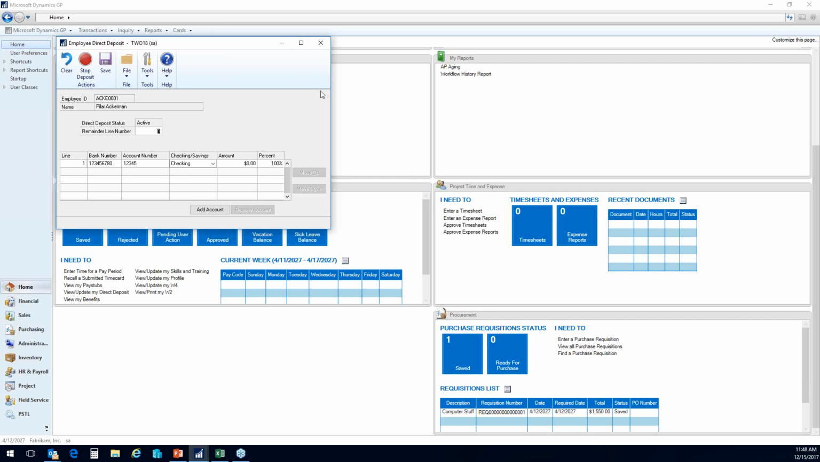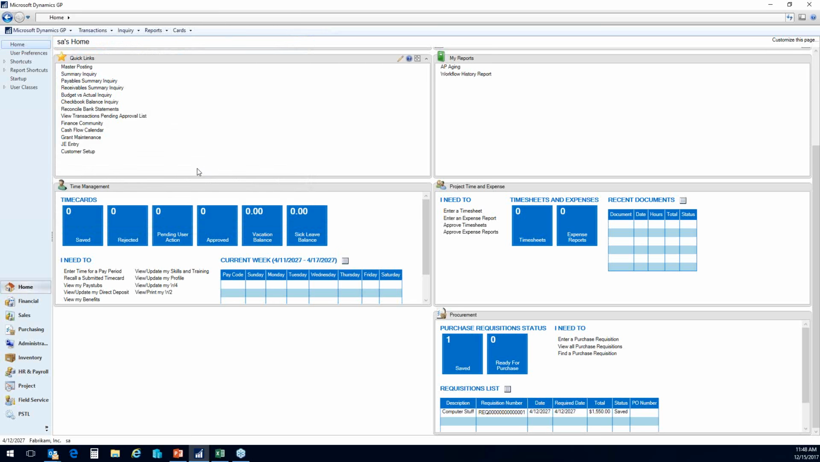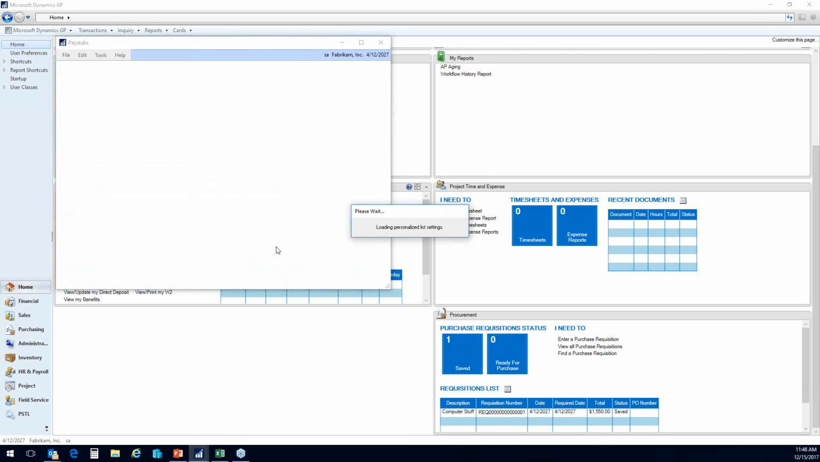Of course, this goes into workflow that has to be approved before it becomes permanent. The employee doesn't necessarily have to deal with that, but it doesn't just automatically update things and no one knows about it. And so if the employee says, hey, I just want to get off direct deposit, I want to go back to a check, they can come in and just stop their direct deposit. And then of course someone would approve that in HR or payroll, and then it would become final.